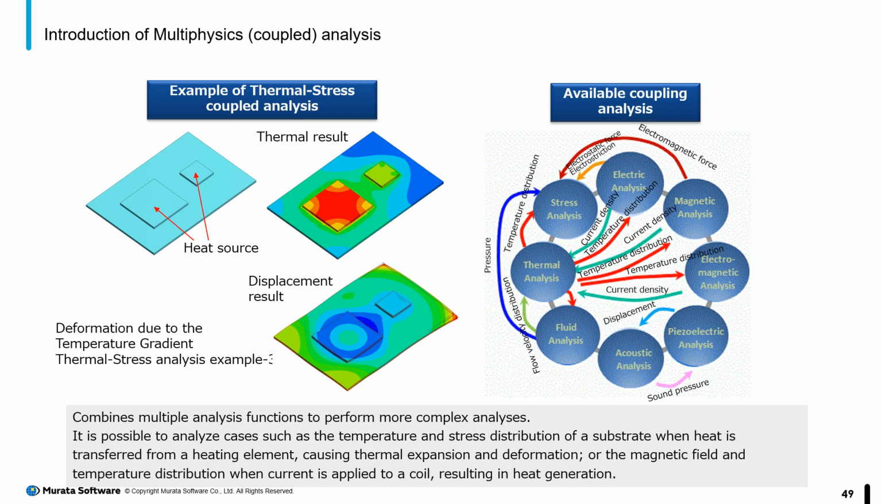Femtet allows for coupled analysis by combining the 8 solvers introduced so far. The left diagram illustrates an example of coupled analysis between thermal conduction and stress analysis. This enables the determination of temperature distribution and stress distribution when temperature rise occurs in a substrate due to heat sources, resulting in deformation from thermal expansion. The solvers that can be combined for coupled analysis in Femtet are shown in the right diagram. If you would like to learn more, please refer to the case studies on coupled analysis available in Femtet's help documentation.